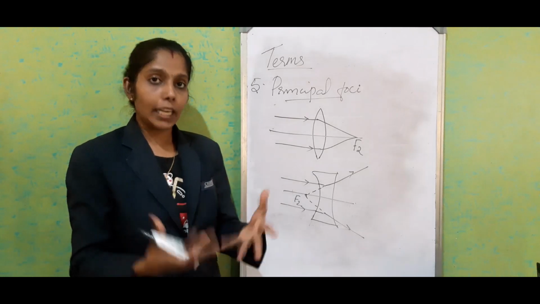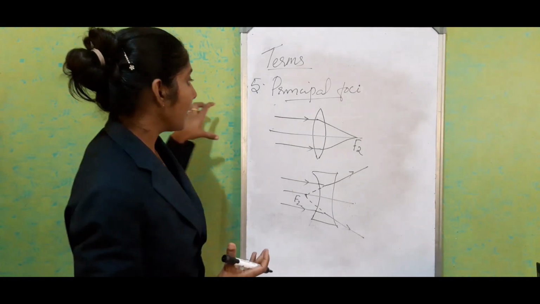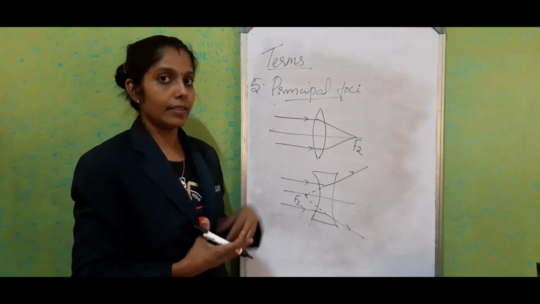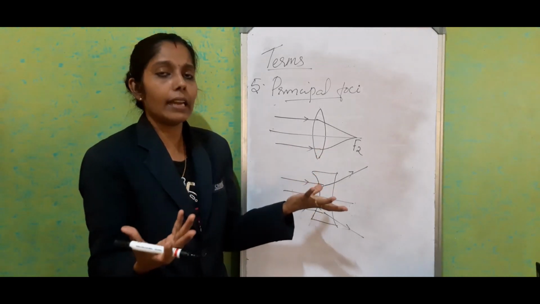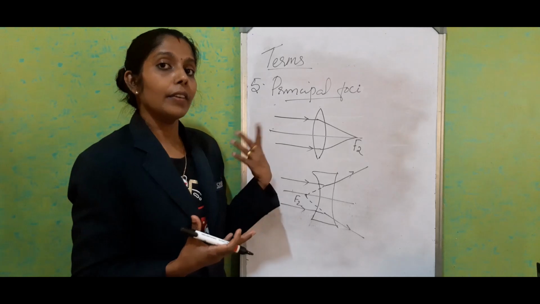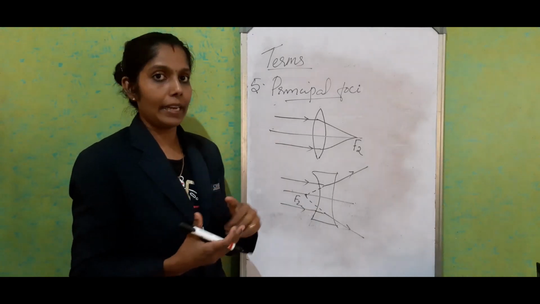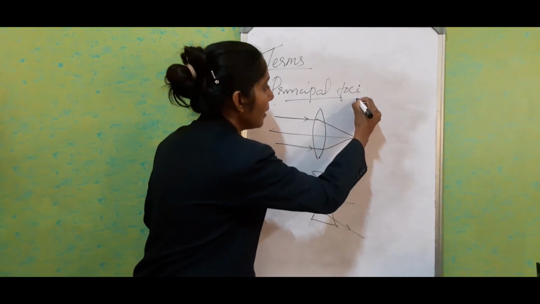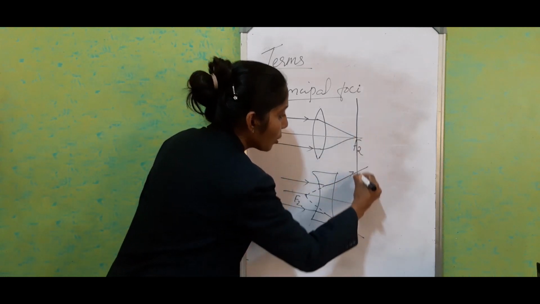And we cannot say that the rays will always be parallel to the principal axis. Sometimes they can come from any direction. So the focal point, we consider it as the focal plane. Focal plane means a perpendicular drawn through the focus.